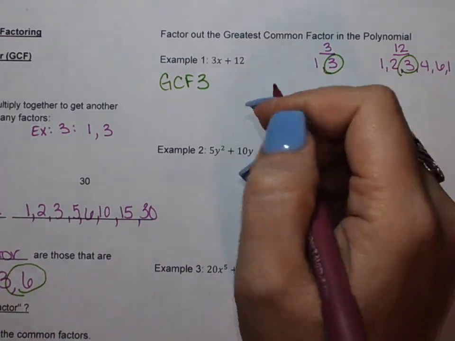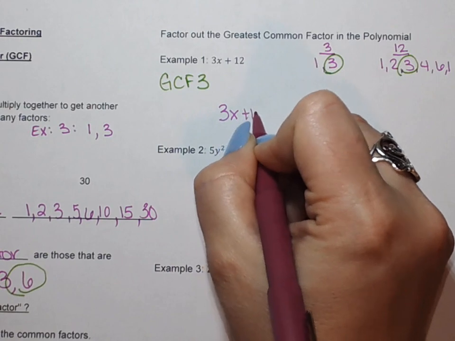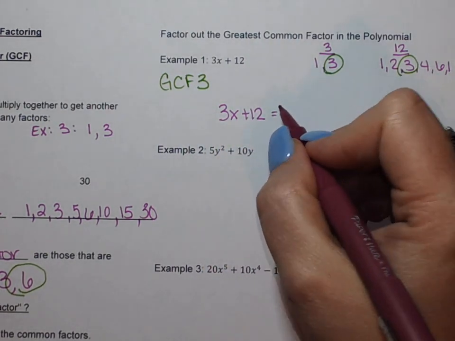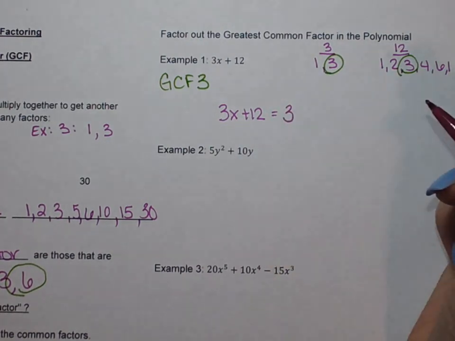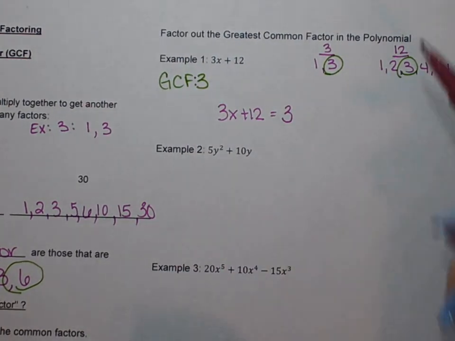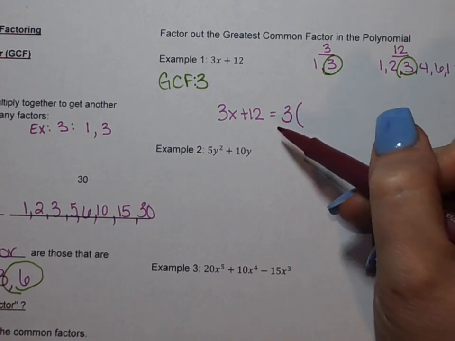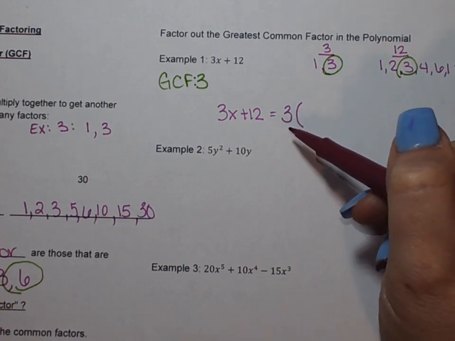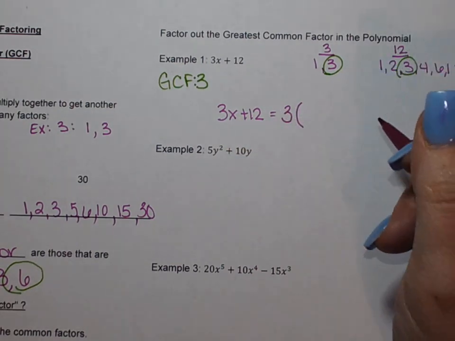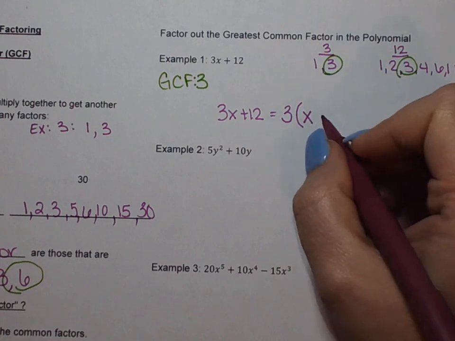So when I factor this polynomial, and I'm going to rewrite it right here, I'm going to write my GCF first, which is 3. Alright, so it's a 3, and then I'm going to open a set of parentheses, and I'm going to ask myself, what do I need to multiply this 3 by in order to get to 3x? Well, 3 times x would give me a 3x, so the first term inside my parentheses is an x.